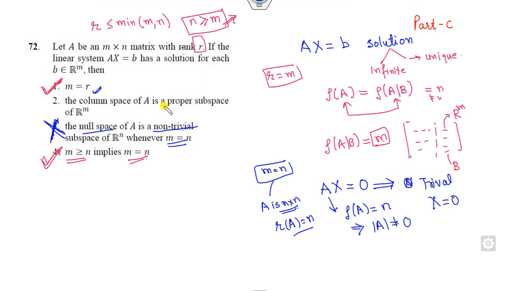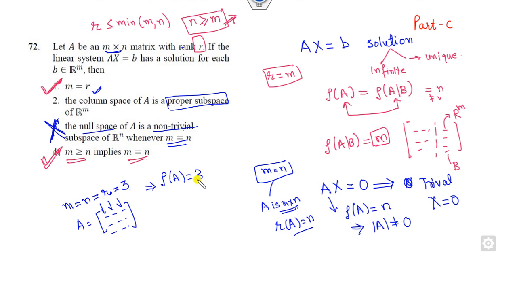Fine. Now look at the last option. Column space of A is a proper subspace. So you have to give one counterexample. A is m cross n. Consider m equal to n, and say the rank is 3. So if I consider any 3 cross 3 matrix whose rank is 3, then the column space being a proper subspace is again not true. What is the meaning of rank 3? Rank of A is 3. What is the meaning of that? Matrix A has 3 linearly independent column vectors.